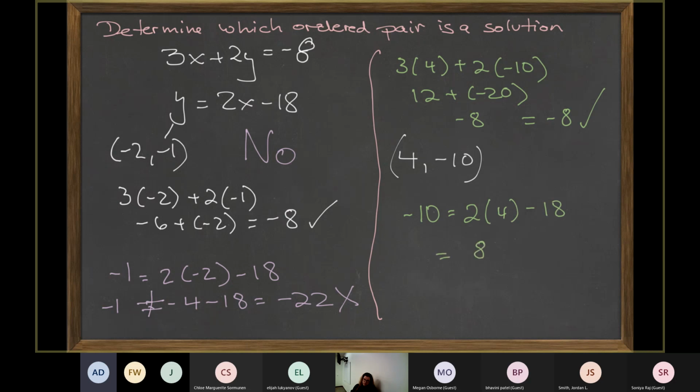Y is -10. -10 equals 2 times 4 minus 18. So let's see if that's true. 2 times 4 is 8. 8 minus 18 is indeed what? -10. So -10 equals -10. Both equations are true. So which ordered pair is a solution? This one is a yes. And (4, -10) is the only solution here.